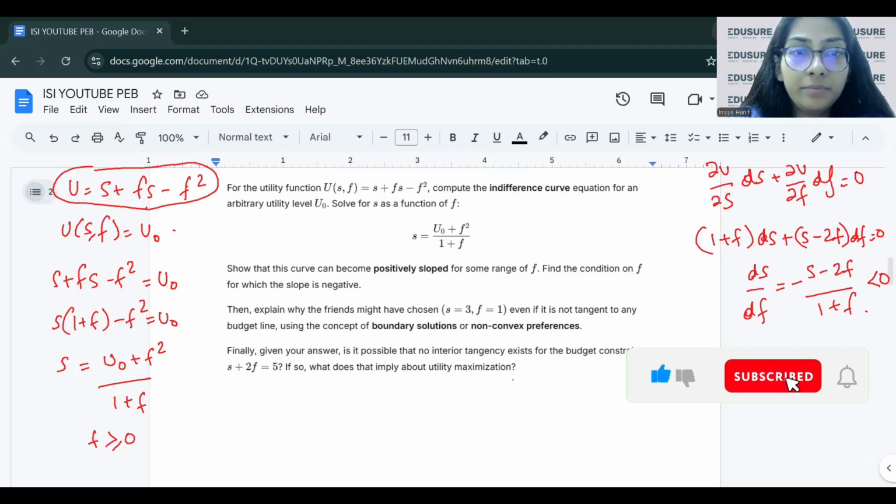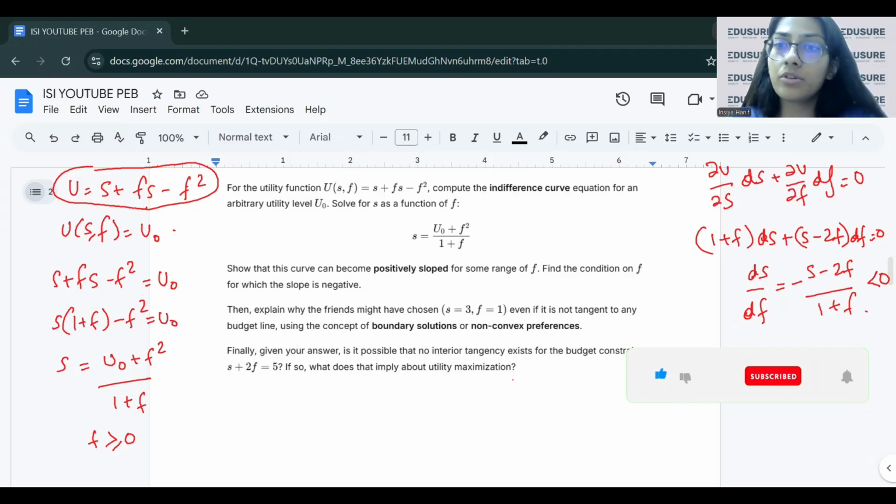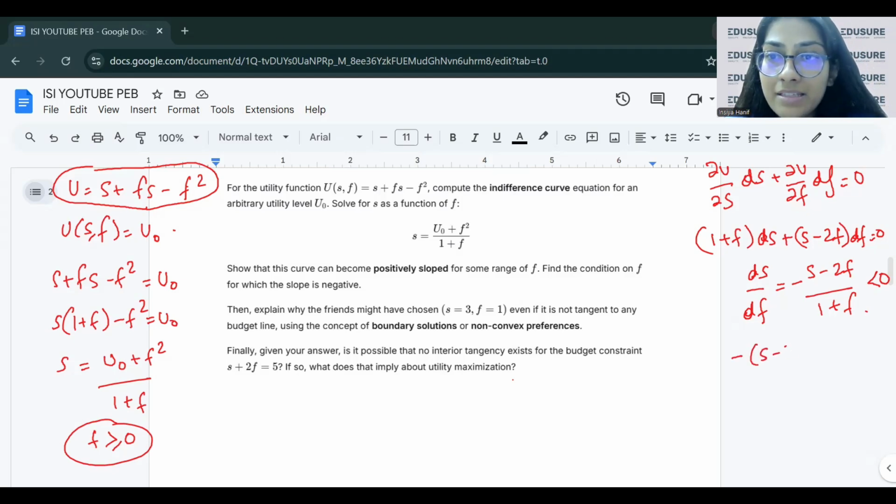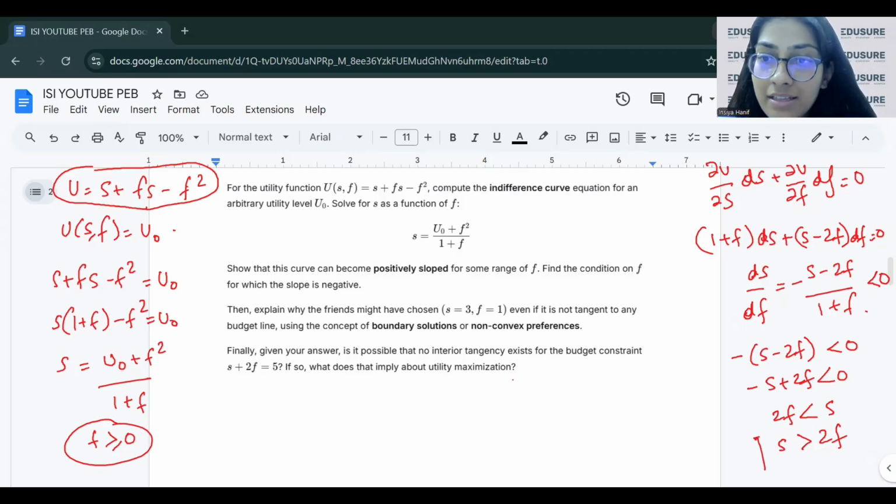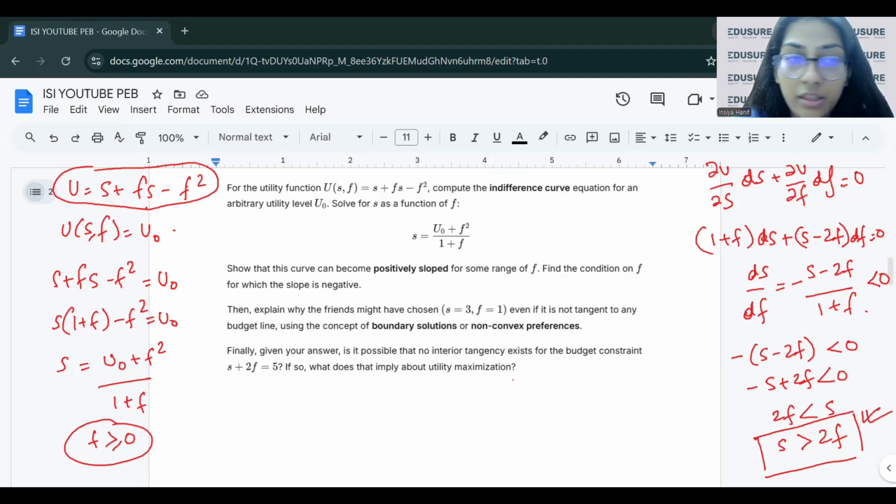Now हम क्या करेंगे? 1 plus f is going to be positive only, right? Because we have this, right? So we can drop the denominator. So minus s minus 2f is going to be negative. Minus s plus 2f is going to be negative. 2f is less than s. So s is greater than 2f. Okay. So इसका मतलब है कि जब s is greater than 2f, तब MRS negative होगा, तब negative slope होगा. Okay. So that is one thing here. Let me erase the screen for further calculation.